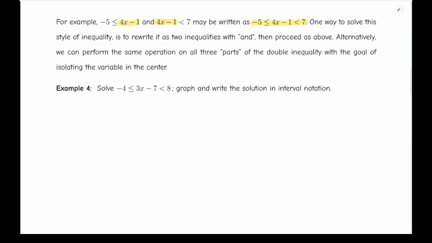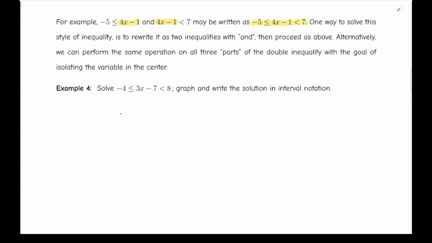One way to solve this style of inequality is to rewrite it as two inequalities and then proceed as above. Alternatively, we can perform the same operation on all three parts of the double inequality with the goal of isolating the variable in the center. Graph and write the solution in interval notation.